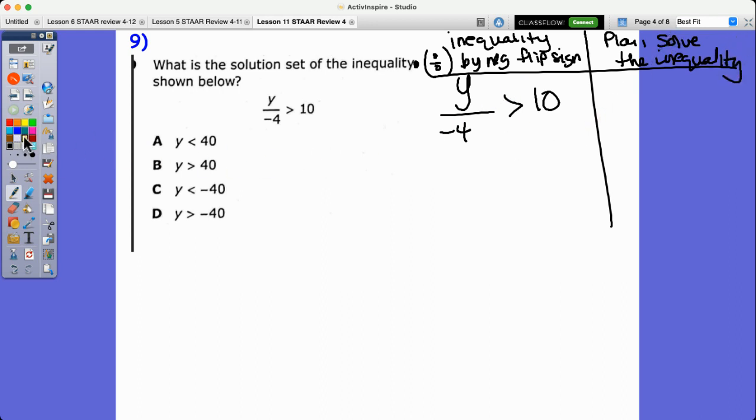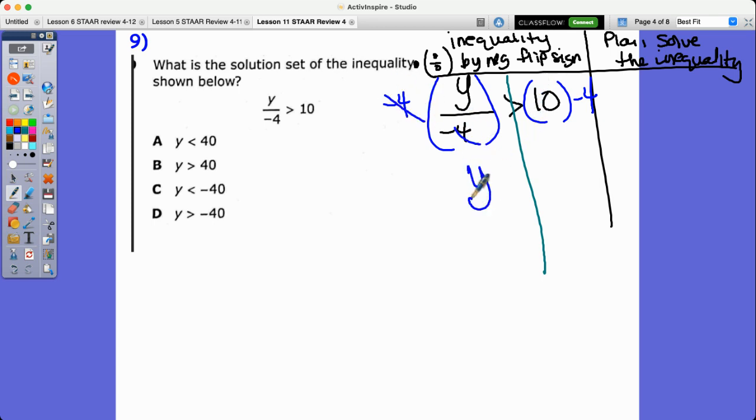My first step is always to draw a line down my inequality sign. And then my next step is to ask myself, how do I undo division? I undo division by multiplication. So I'm going to multiply both sides by -4. But I am multiplying by a negative number. This cancels out. That gives me y. This gives me -40 here.